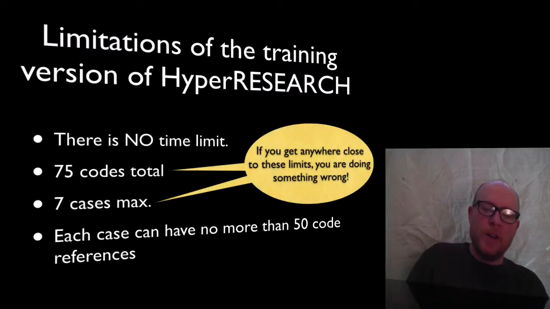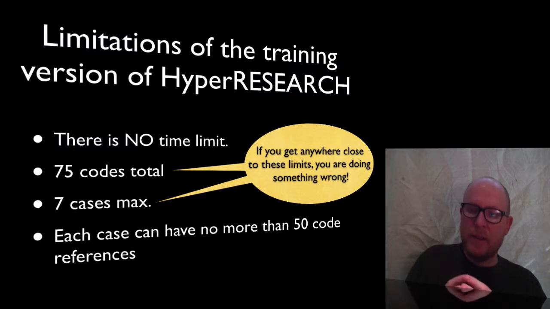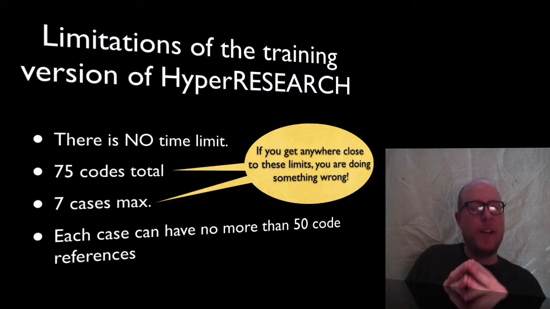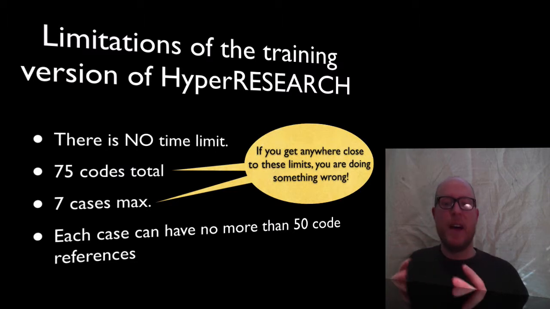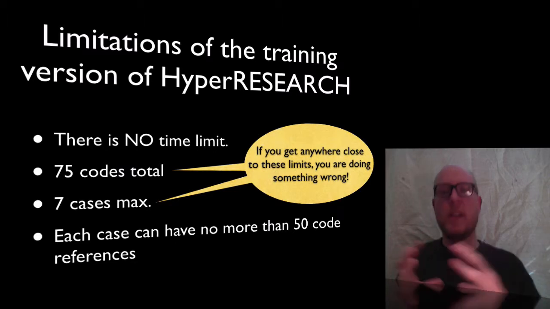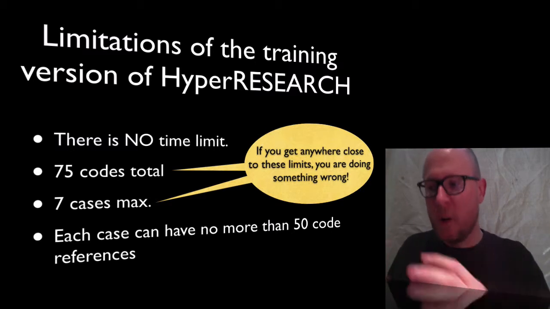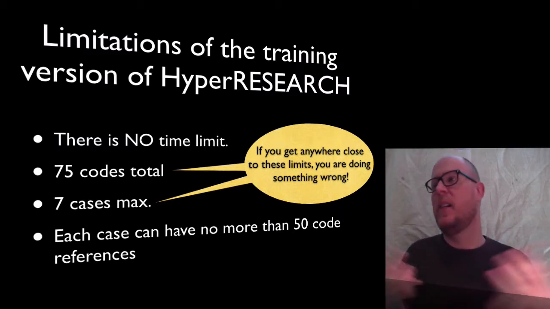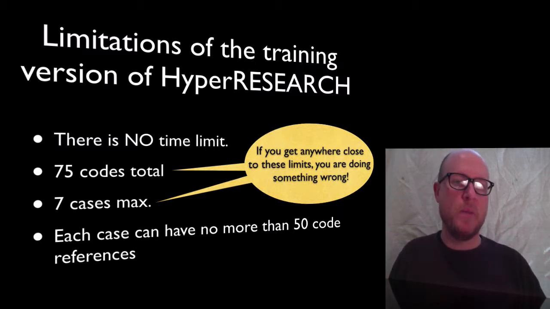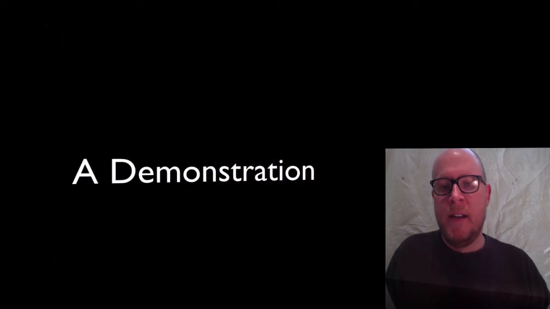Now, if you get anywhere close in class to 75 total codes or more than 7 cases, you've probably done something wrong anyway. You shouldn't be getting 75 different codes from just a very limited set of data. What's going wrong is that you're still too wide open to the data, and you need to focus in a little bit more and be more selective about specifically what you're looking for within the data and code just that.